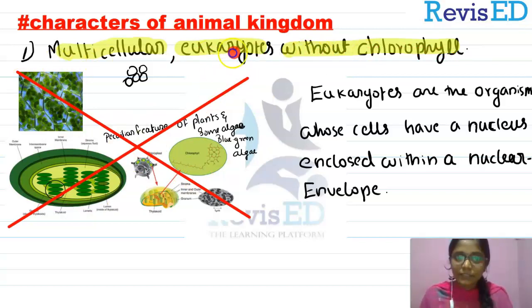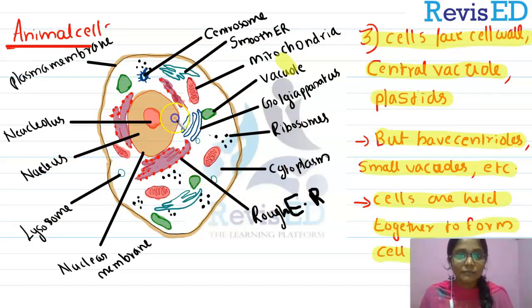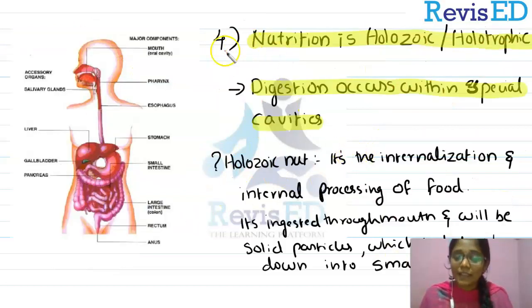We have discussed some characters of Animal Kingdom in the second session. They are multicellular eukaryotes without chlorophyll, and most of the animals have organ system level of organization. Now the animal cells lack cell wall, central vacuoles, and plastids. Of course they lack, because those are the characters of plant cells, right?